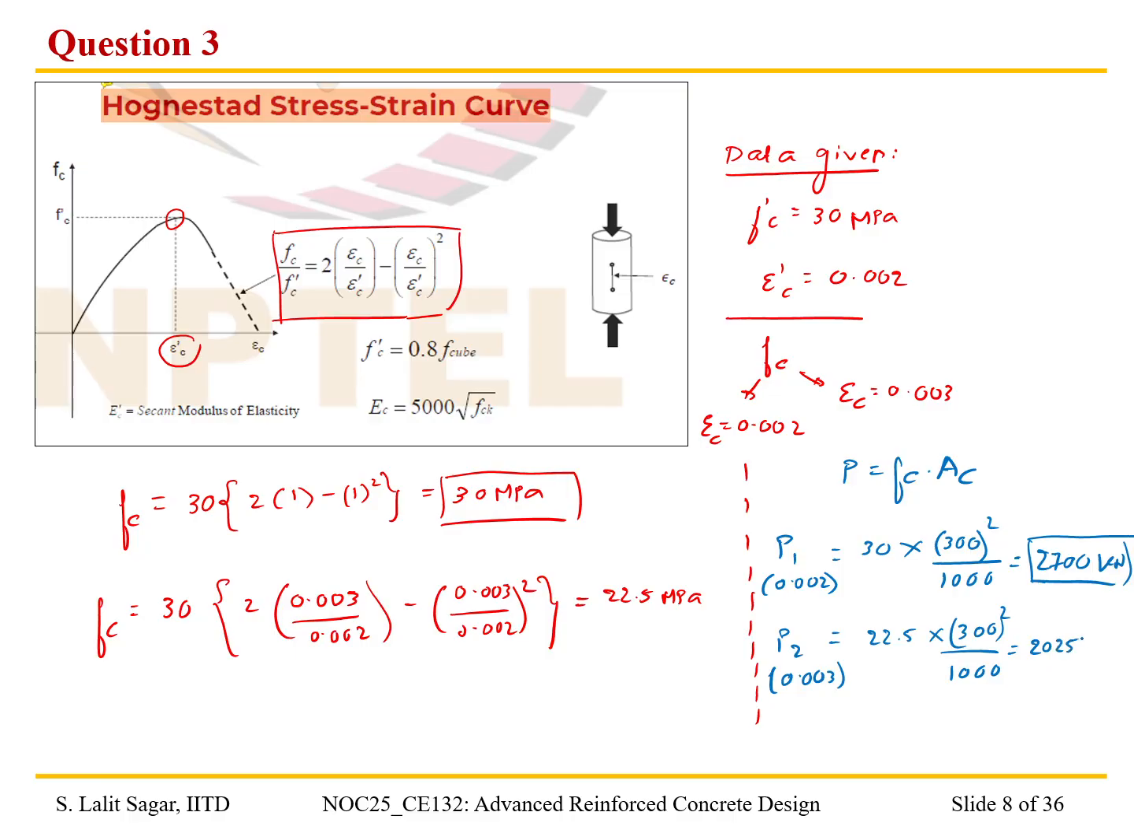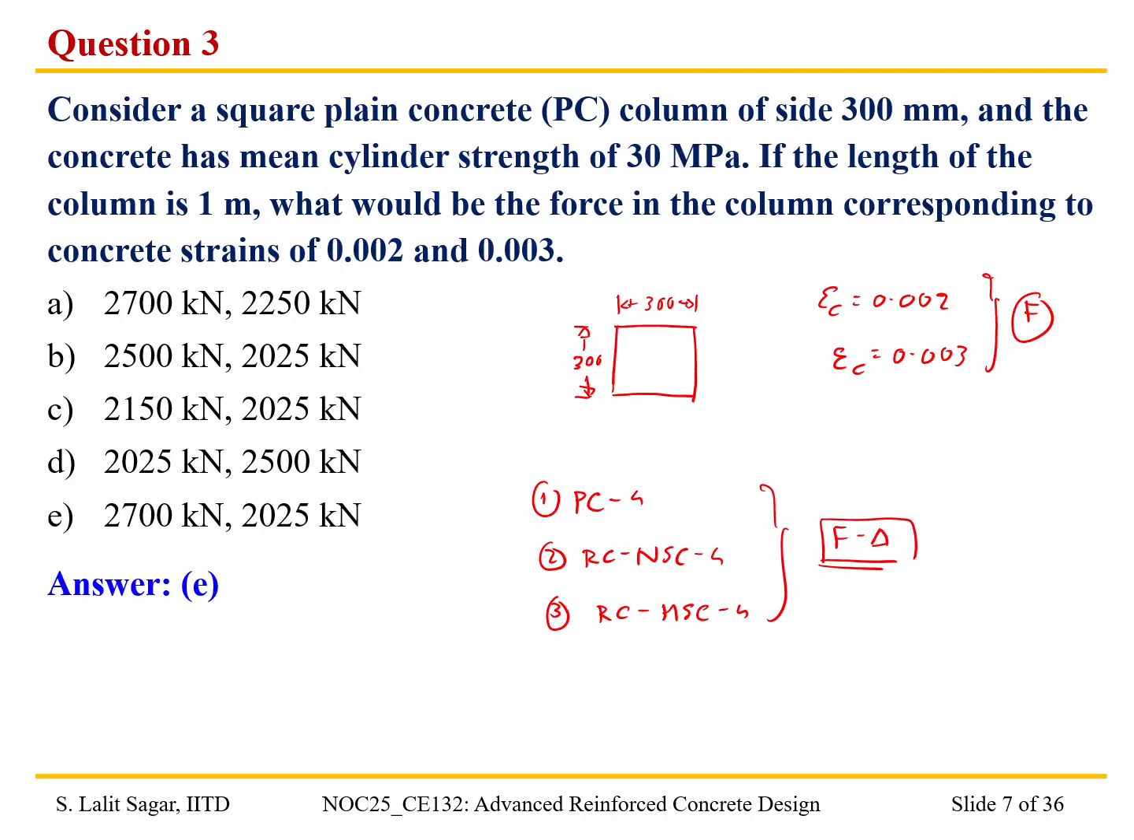and 2025 kilonewton. I hope we are following the problem and the steps to the solution until now. Let us go back to the question slide and mark the correct answer. So the correct answer for this particular question is option E.